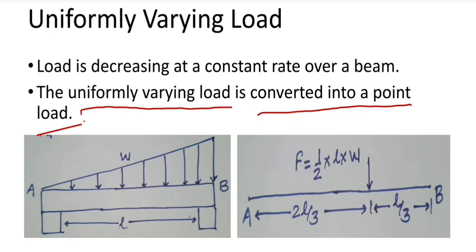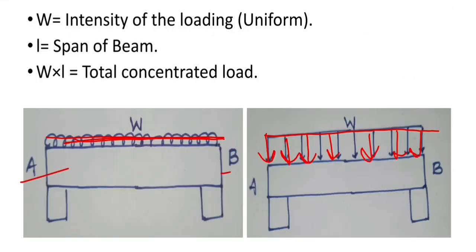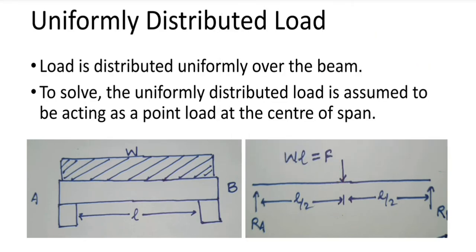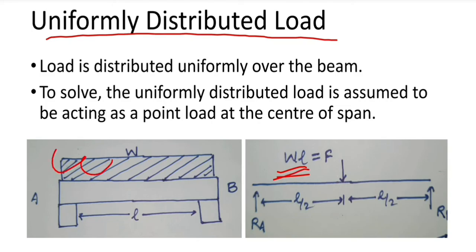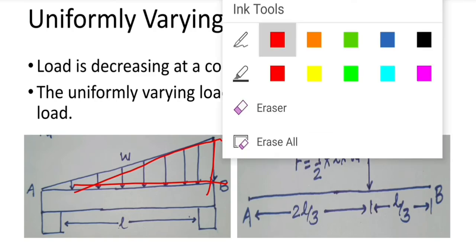Okay, the uniformly varying load is converted into a point load. How will it be converted into a point load? So see, first of all, we know from the last example, that is from here, that the load will be W into L. The load will be W into L for uniformly distributed load. So W into L is the area of this rectangle. So if we find the area of this triangle, then it will be the force. It will be the concentrated point force.